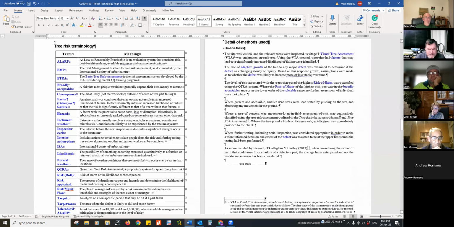I have a glossary of risk terms that I put in, just because we use words in very specific ways, and I think our industry does, that needs to be communicated. Or we use words or phrases that may not be familiar. So ALARP, as low as reasonably practicable, it's covered in most of the work regulations. BMP, best management practice. Basic tree risk assessment, BTRA, that's the ISA's one that you get taught during TRACK. It is not a TRACK risk assessment. It is a BTRA risk assessment, if you haven't figured that one out yet.